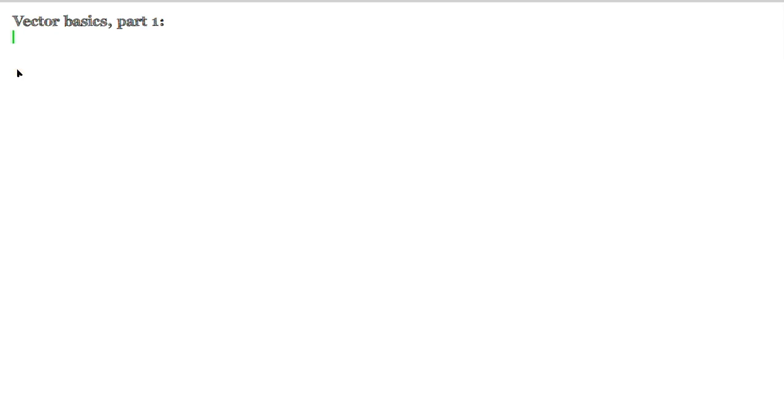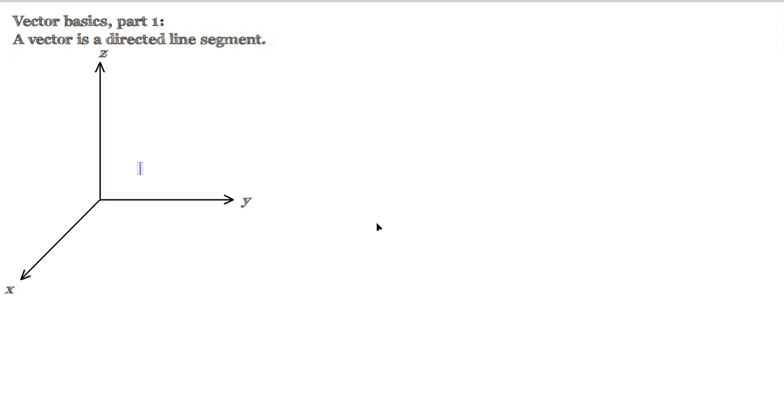So what is a vector? We'll define it. A vector is a directed line segment. That's a good definition at this point. So how do we depict a vector in three-dimensional space? Basically think of it as an arrow. It's a directed line segment. So as an example, here's a vector.